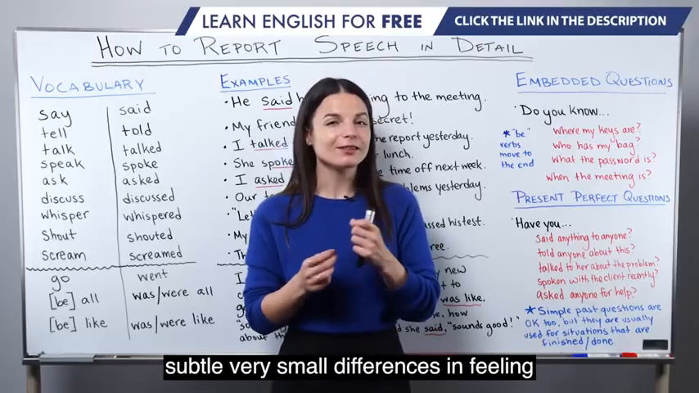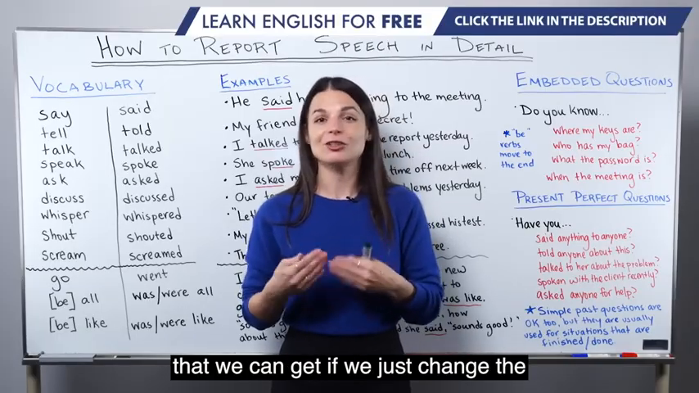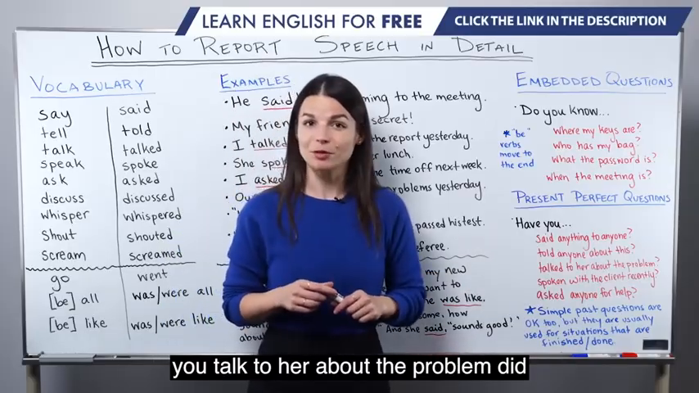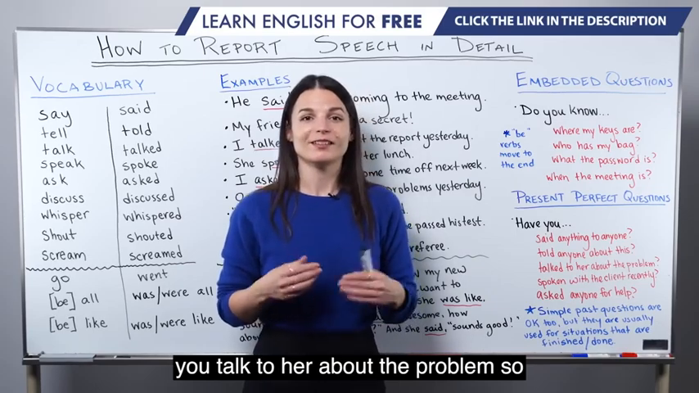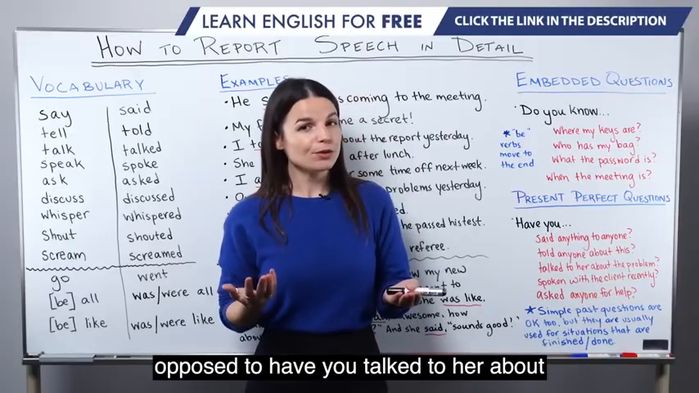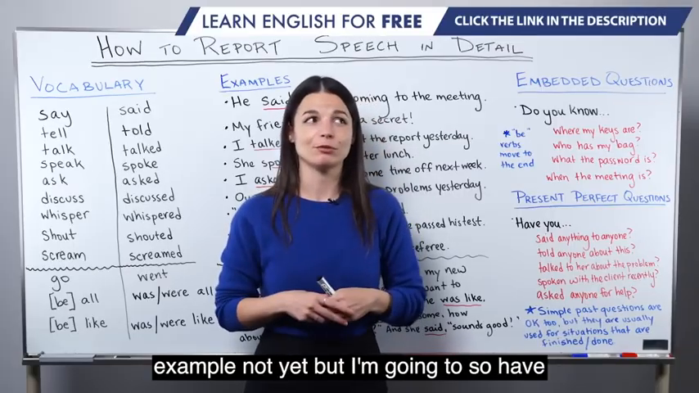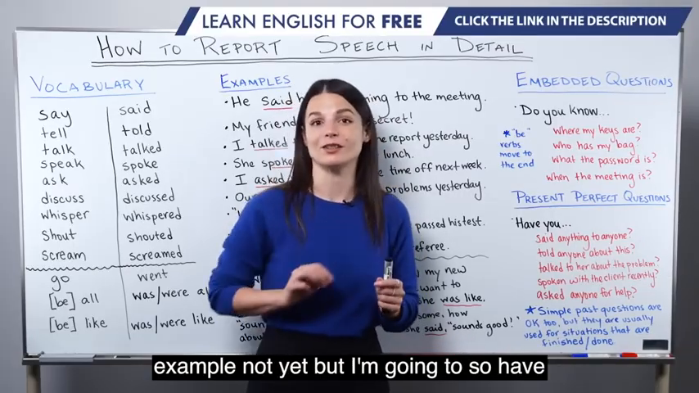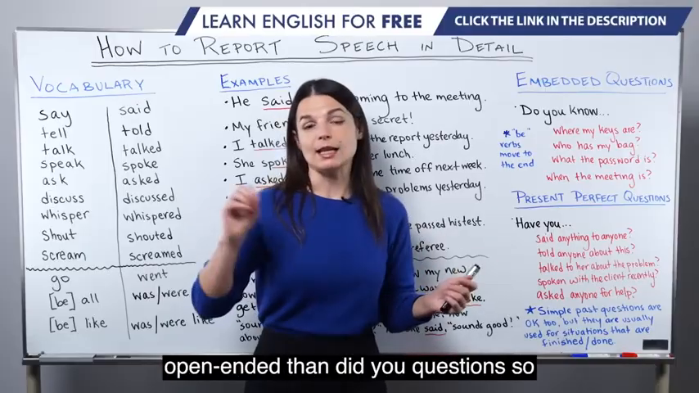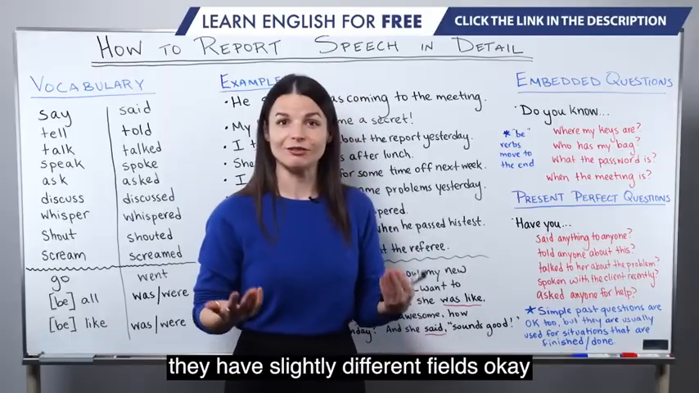So these are the subtle, very small differences in feeling that we can get if we just change the grammar a little bit. Another example, did you talk to her about the problem? So again, that sounds like a one-time thing in the past. Did you talk to her? As opposed to, have you talked to her about the problem? You could say, for example, not yet, but I'm going to. So have you questions sound a little bit more open-ended than did you questions. So again, both are grammatically correct, but they have slightly different feels.